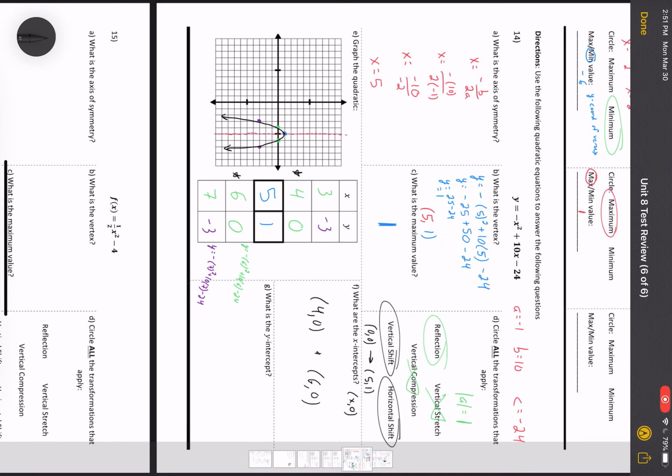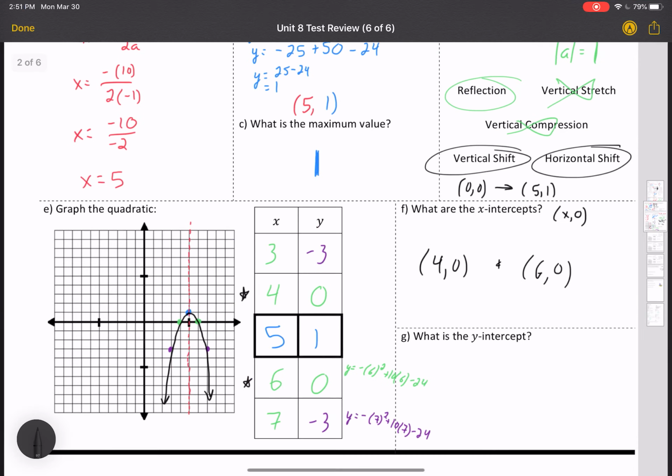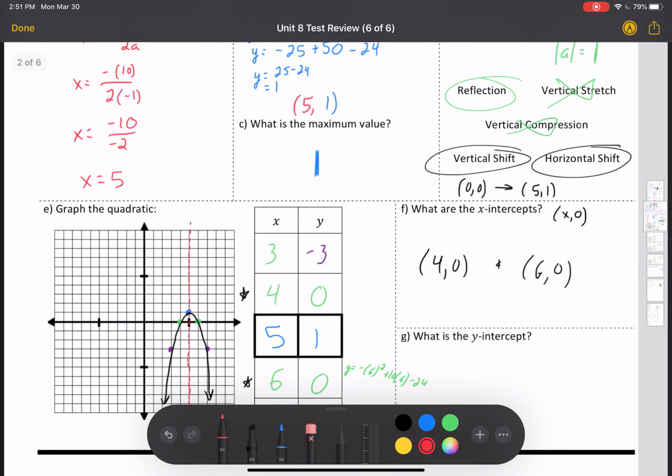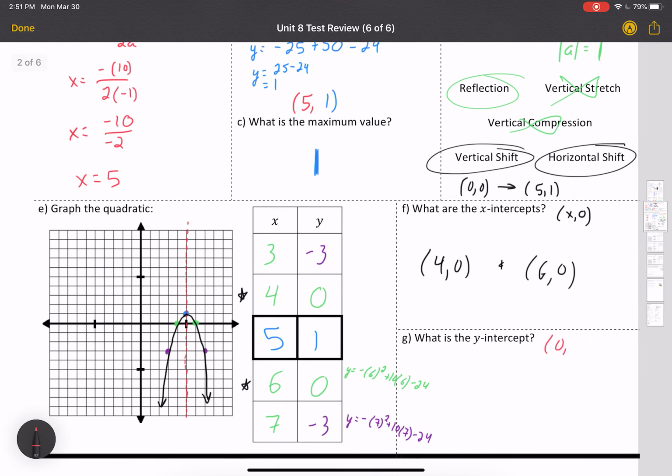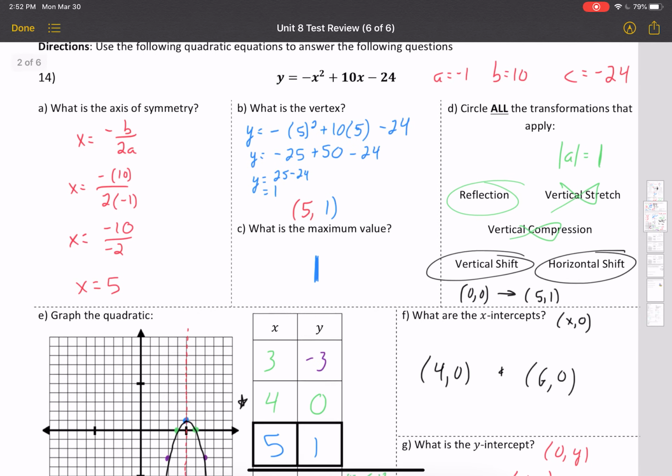So, y-intercept. Let's finish up this problem. Let's finish up this video. So a y-intercept, if you'll remember, has an x-coordinate of 0 and a y-coordinate of a number. And it always turns out that in standard form, our y-intercept is the c value. So the c value was negative 24. So those are the coordinates of the y-intercept. Okay? So that is going to wrap up this problem working through standard form.